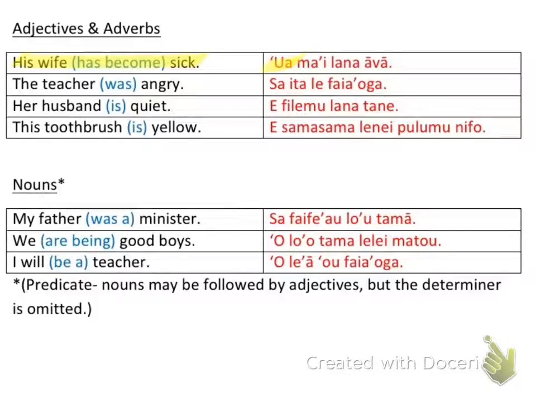It's kind of something that just happened. So "has become" can be put in place of that tense marker. So let's look at this sentence a little bit more.